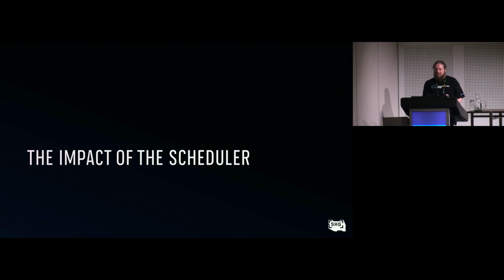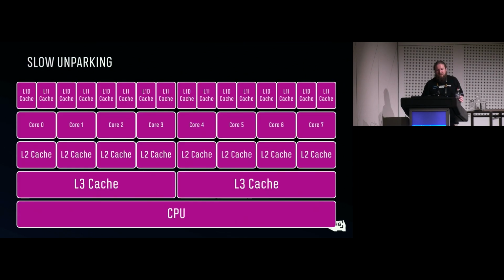Now let's take a look at the impact of the scheduler on the different parts of our code. Parking is when the operating system puts individual CPU cores to sleep. There are different levels of sleeping, which differ based on different CPU vendors. But as an example, level 1 might turn off the clock for a specific CPU core. Level 2 might flush the L1 caches and put them to sleep. Level 3 might flush the L2 caches and put them to sleep.